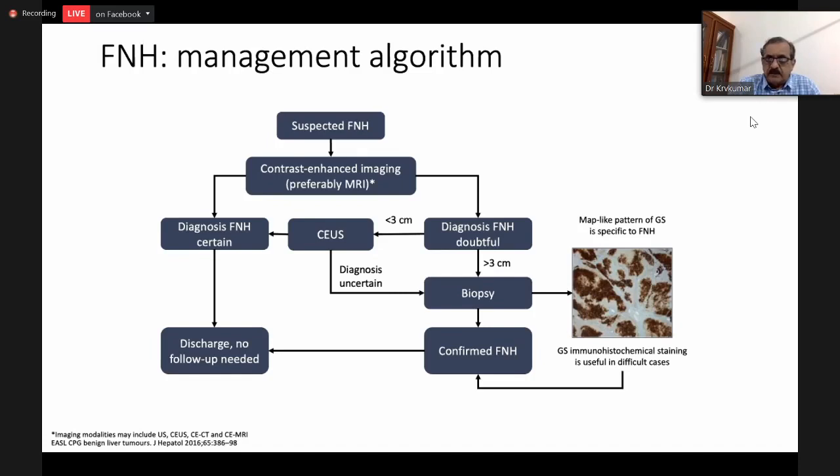And why there is a scar in the center in the case of an FNH, that is the question given. Charles, would you like to take it up, why there is a scar? The scar in the case of FNH is a vascular scar. FNH is actually a malformation of the tissue, where there is a vascular malformation also. What you find is a vascular malformation at the center.